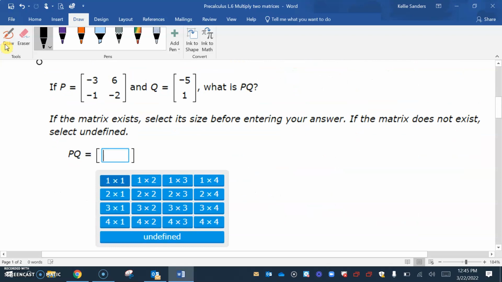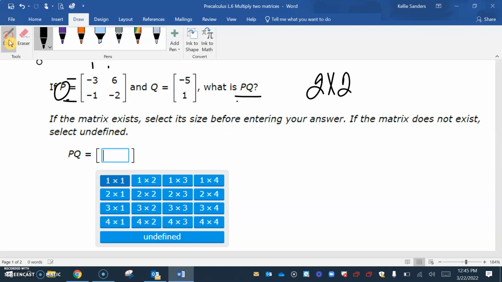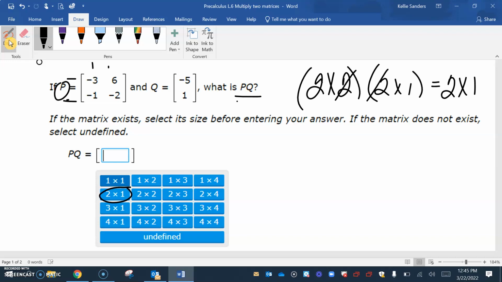Right? It is asking us, can we multiply P and Q? Well, I don't know. What is the size of P? Well, 2 rows and 2 columns, so it's a 2 by 2. And matrix Q is a 2 by 1. Since these are the same, yes, it is defined, and our answer is going to be a 2 by 1. A 2 by 1 looks like this.